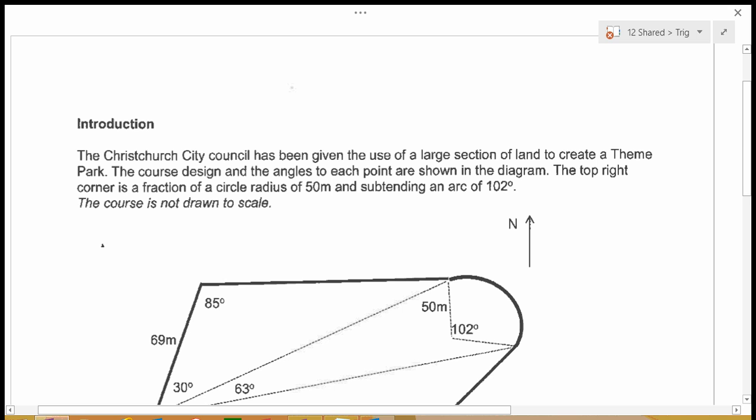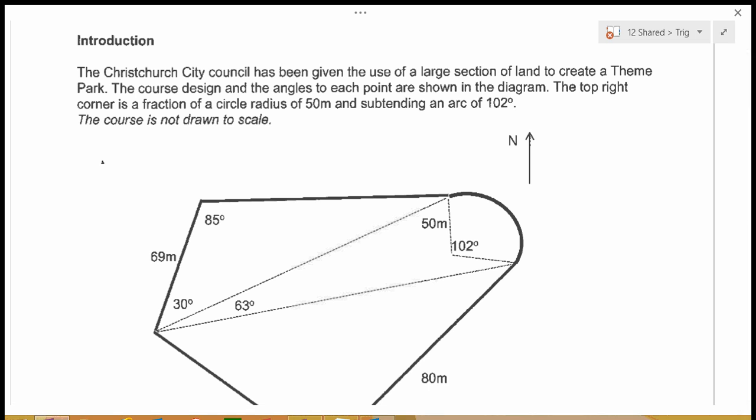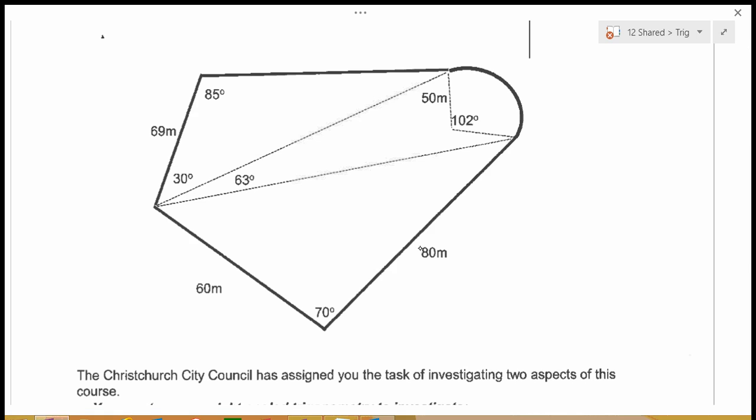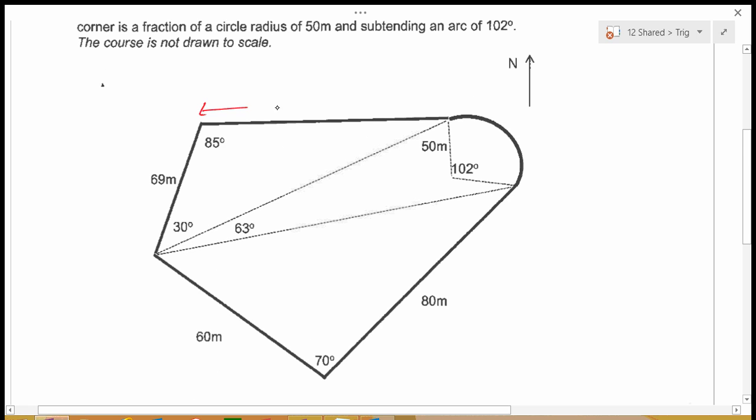Okay, right, we are going to look at this practice that we did yesterday, and we've got the same points as yesterday. We have to look at total length and total land area. So I'll start with total length, because that's going to be pretty easy. We need to find this length here, and this curved length around here. I'll start with that straight length first.